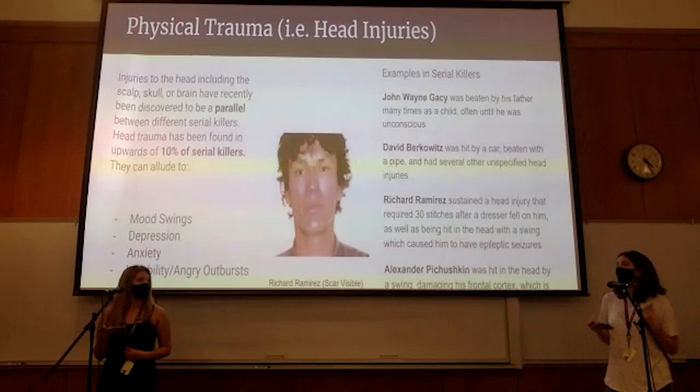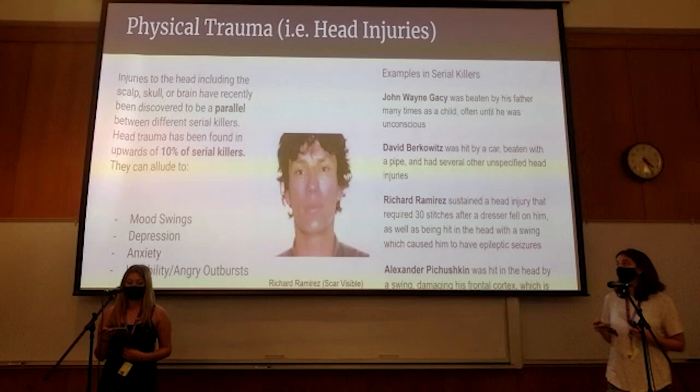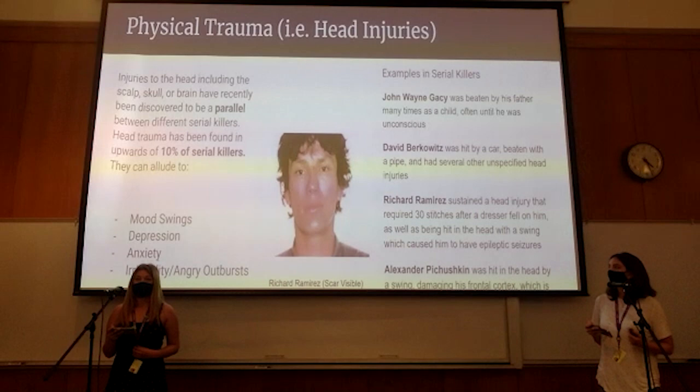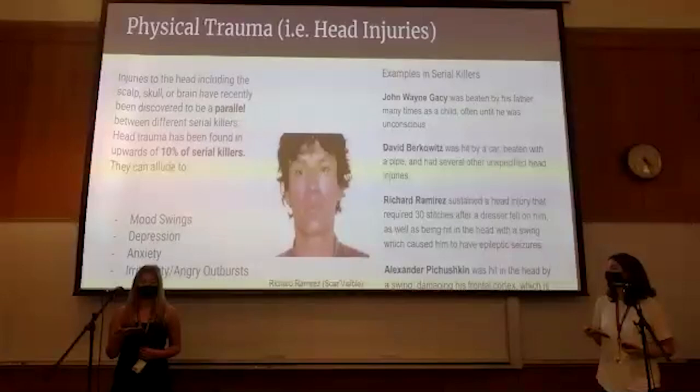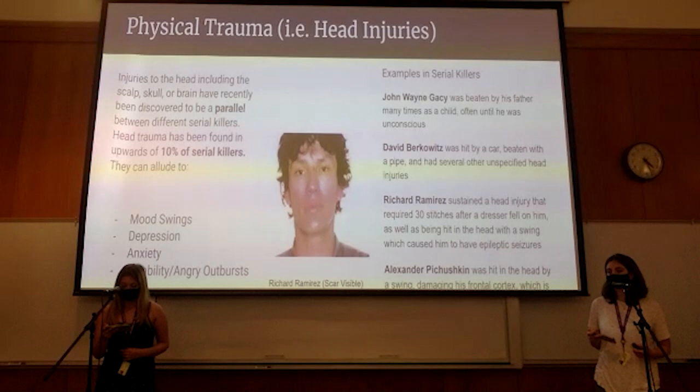So one of the more recently researched correlations is physical trauma, the trauma to the head, especially at a young age. Somewhere around 10% of serial killers were found to have trauma to their head during childhood, and this can cause mood swings, depression, anxiety, irritability, outbursts of anger. A couple examples of this are John Wayne Gacy, who was beaten as a child by his father, often until he was unconscious, which suggests that he had major physical trauma to his head.